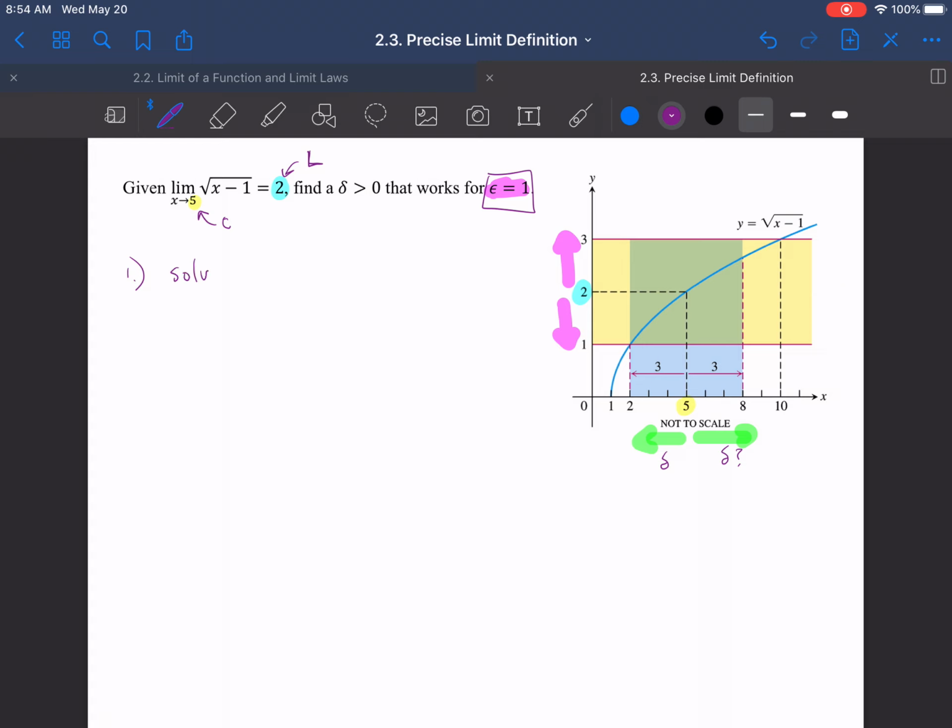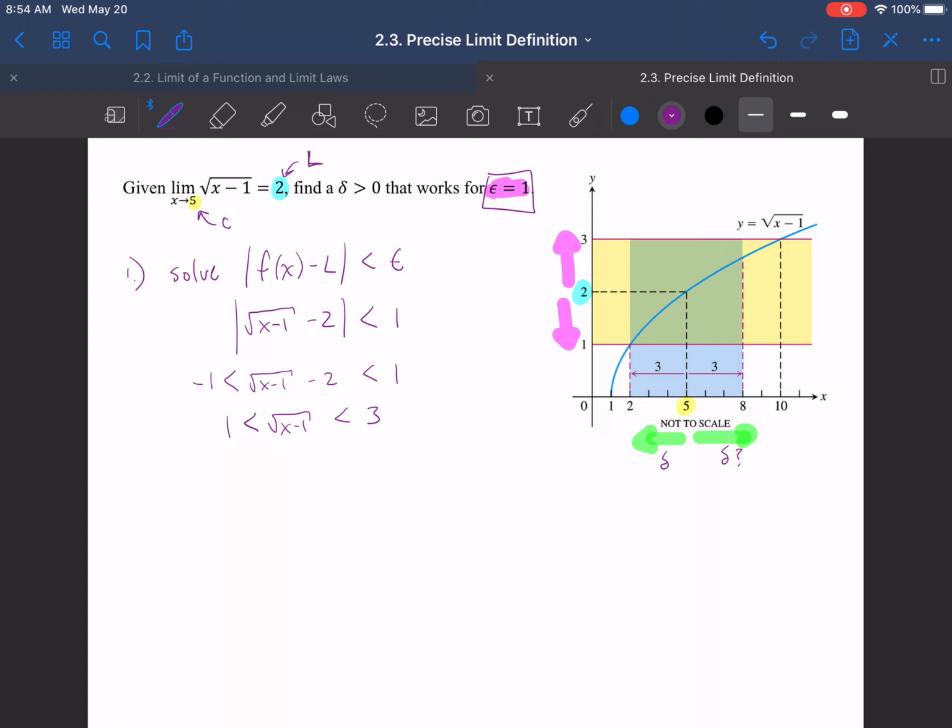Let's solve the absolute value of f of x minus L is less than epsilon. All right? And so we do this. Well, our function is square root of x minus 1, minus L, which we found up here was 2, and epsilon, which was given, is just 1. Now we can get rid of that absolute value. Square root of x minus 1 minus 2 is less than 1, but greater than negative 1. So then we're going to add 2 everywhere. So this becomes a 3, and this becomes a 1.